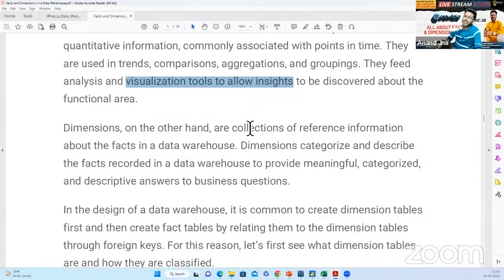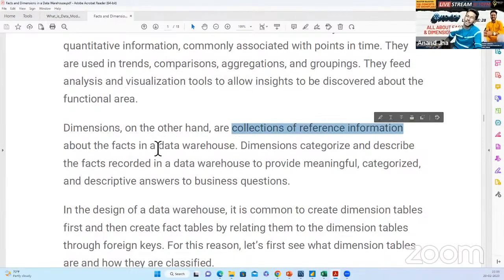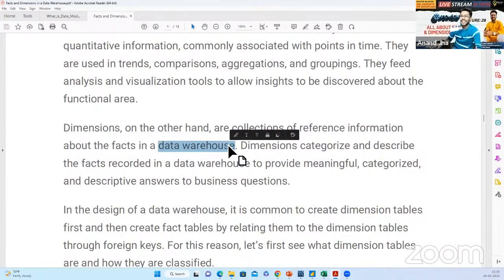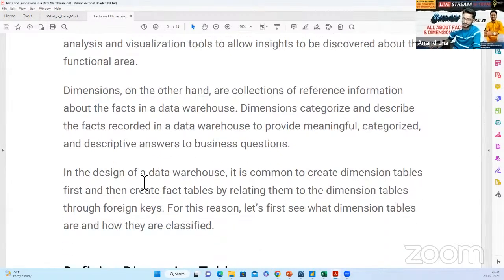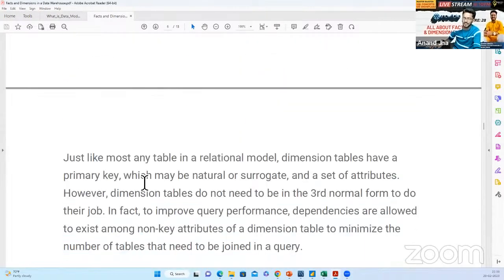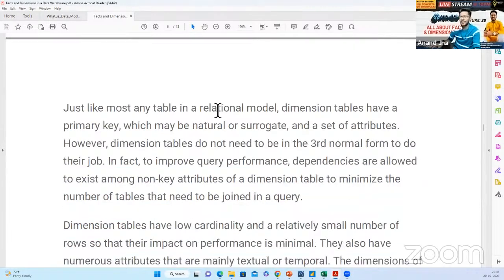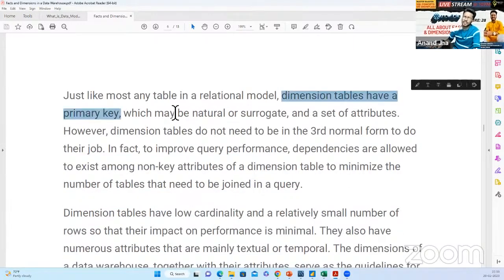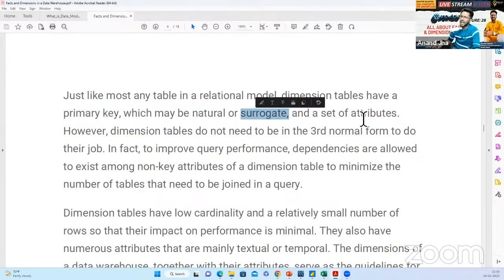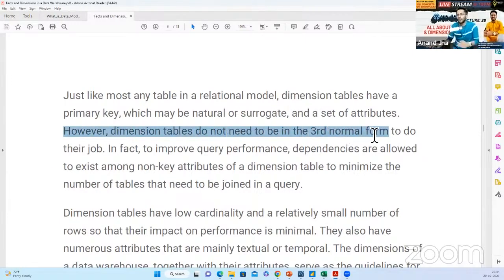Now, dimensions are a collection of reference information about the facts in a data warehouse. They categorize and describe the facts to provide meaningful, descriptive answers to business questions. Static data, right? Just like any table in a relational model, dimension tables have a primary key, which I have told you already may be natural or surrogate, and a set of attributes. It can be a composite primary key. However, dimension tables do not need to be in the third normal form.